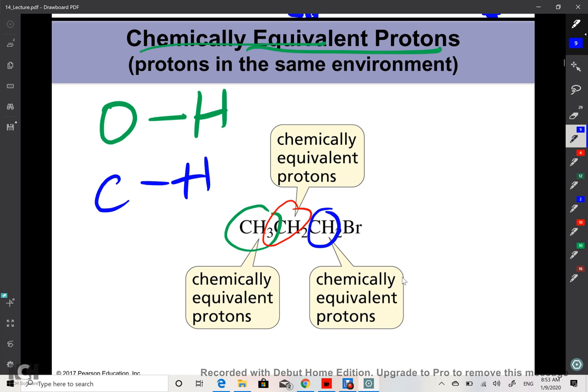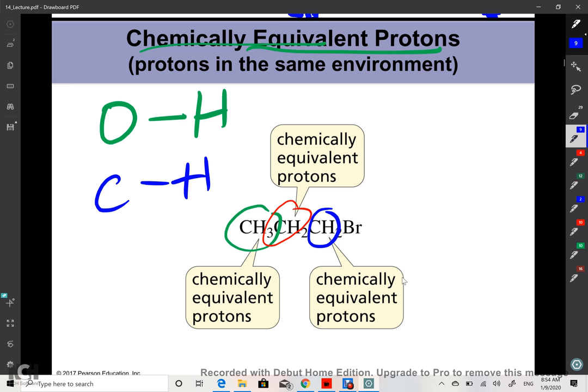The red proton has the blue and the green as neighbors, so the environment is different. The green protons will only have the red as a neighbor, and then the blue will have bromine and the red as neighbor. So you all see that their environments are different. Their environments are different, so they are chemically different, and so the NMR will be able to tell you that.